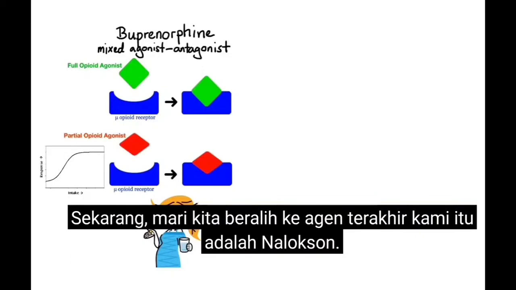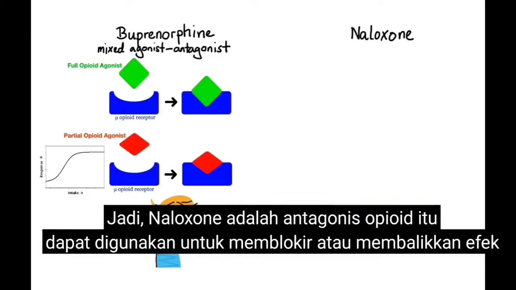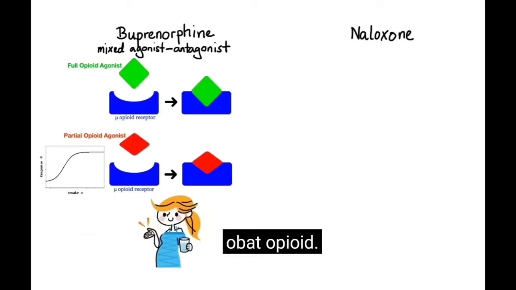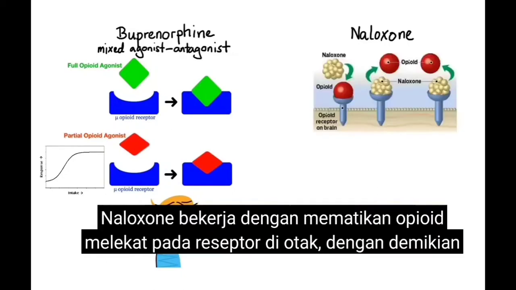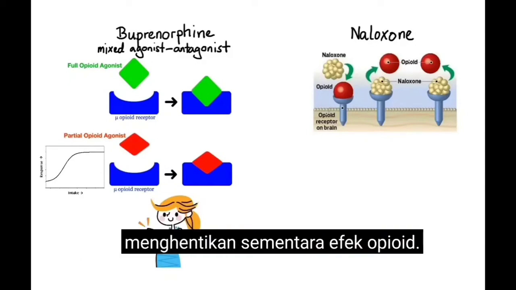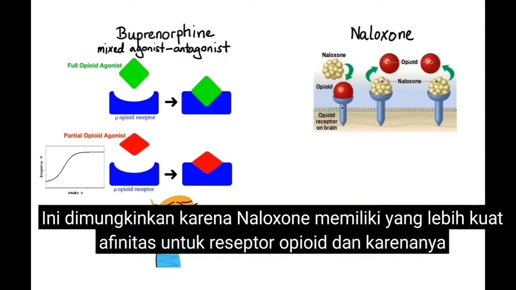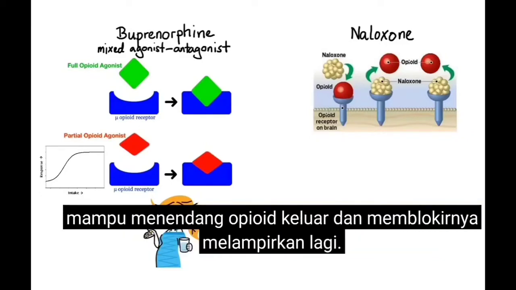Now let's move on to our last agent, that is naloxone. So naloxone is an opioid antagonist that can be used to block or reverse the effects of opioid drugs. Naloxone works by knocking off the opioids attached to the receptors in the brain, thereby temporarily stopping the opioid effect. This is possible because naloxone has a stronger affinity for opioid receptors, and thus is able to kick the opioids out and block them from attaching again.